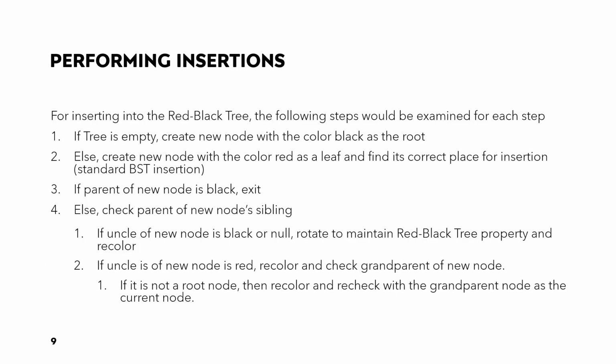Now we have here this pseudocode in order to insert nodes into a tree. If the tree is empty, create the new node with the color black and set it as the root. Else, we are going to insert the new node as a leaf with the color red after finding the correct place for insertion. If the parent of the new node is black, we would exit because we can have a black node then a red node. But if not, then we need to check the uncle. If it's black, we need to rotate and recolor to maintain the red-black tree property, as shown by the rotations earlier. If the uncle of the new node is red, then we need to recolor and then check the grandparent of the new node, essentially making it our current node in which to check step 4 again.